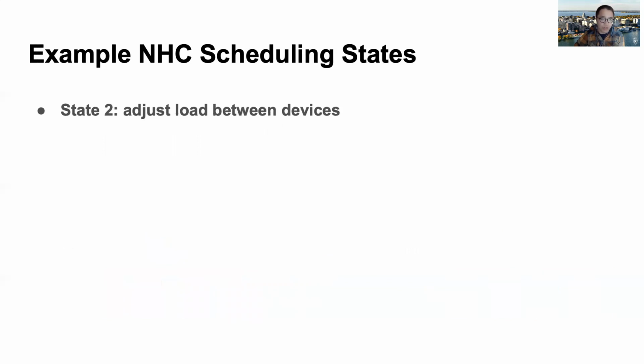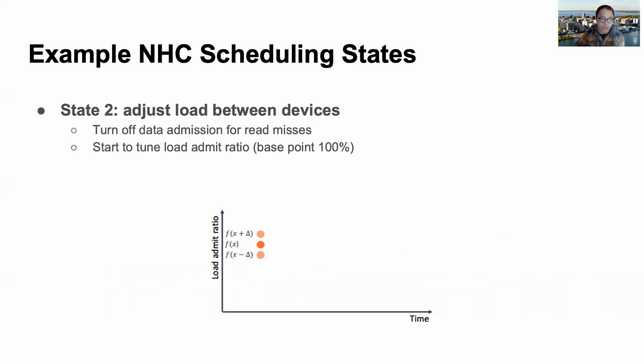Then NHC starts to adjust the load across devices. It first turns off the data admission for read misses, and then it tries to tune the load admit ratio. As shown in this figure, at any time point with the current load admit ratio as x, NHC will try to get the function f value with both x plus delta and x minus delta. Then, like gradient descent, NHC will move the ratio towards the direction that will improve the performance.